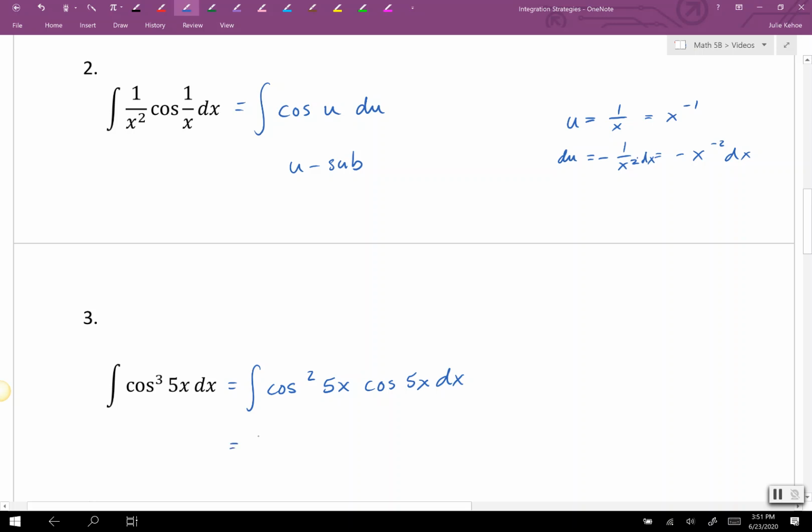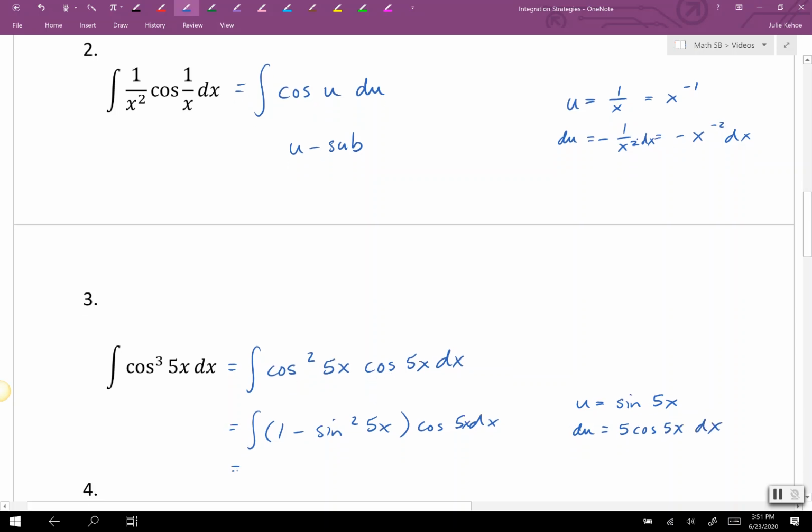According to our Pythagorean identity, cosine squared is equal to 1 minus sine squared of 5x. And then I can do a u substitution on that, where u is that sine of 5x. So then du would be equal to 5 cosine of 5x dx. And I could throw a 1/5 out front to account for that extra 5. And then I have 1 minus u squared, and then cosine of 5x dx gets replaced by the du. And now I just have a polynomial that I need to integrate.